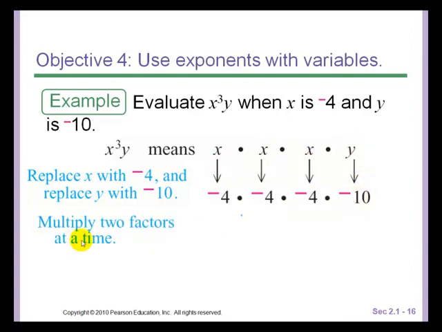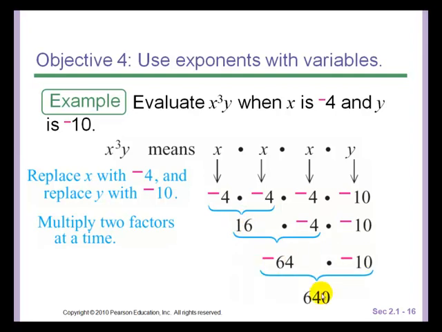Now we will multiply two factors at a time. Negative 4 times negative 4 is 16. That's a positive 16. 16 times negative 4 is a negative 64. And negative 64 times negative 10 is positive 640.